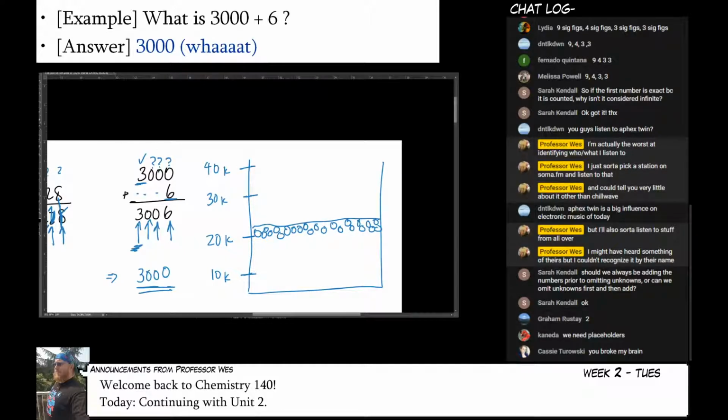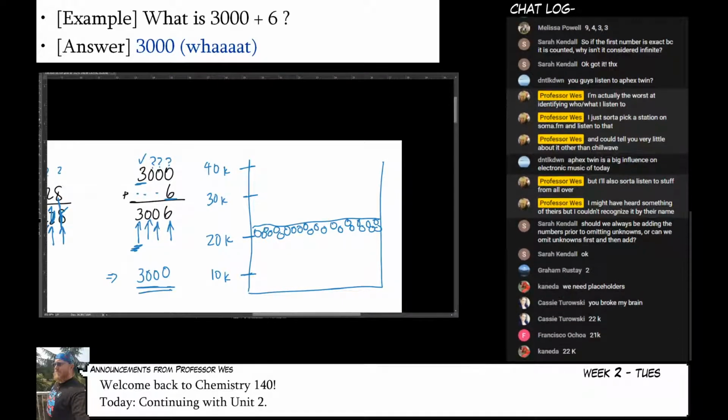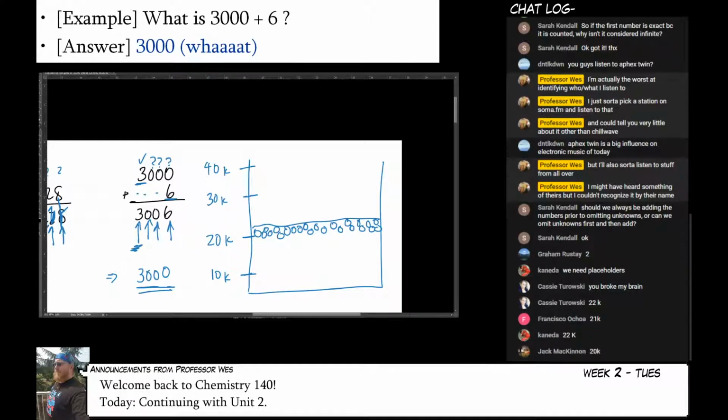Type your answer in the chat. How many marbles are in my bin based on the scale that I wrote? That K is 1,000, by the way. That seems totally reasonable. About 22,000, right?